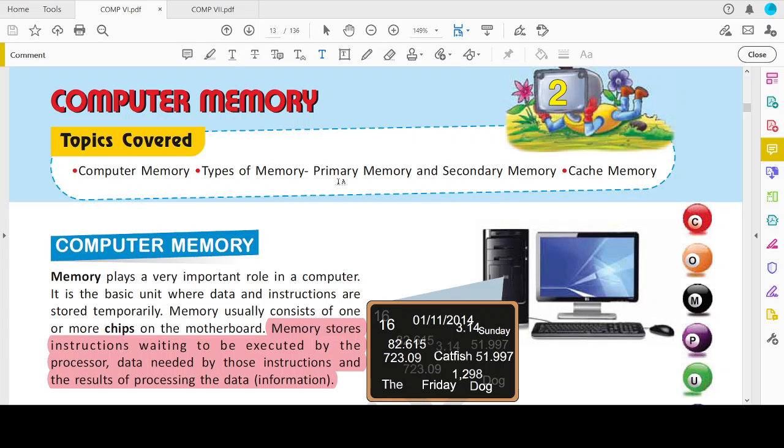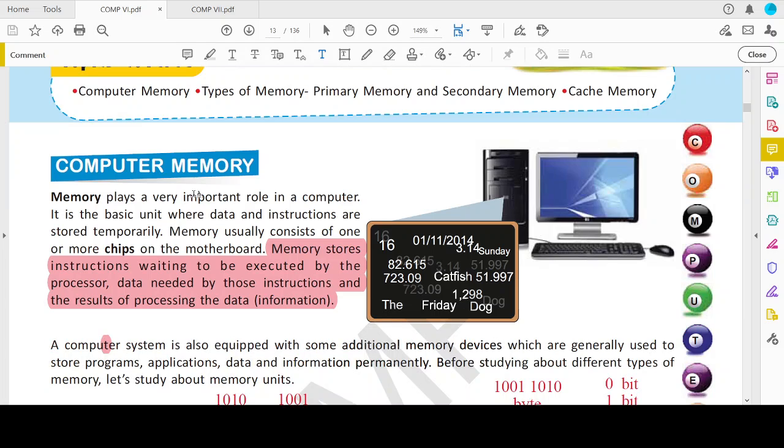Transferring of data from primary storage to hard disk is called saving. So when you save, you transfer the data from primary storage to secondary storage so that you can get it back in the future. So we will see all these things in detail in this chapter. Okay, let's start with the chapter.